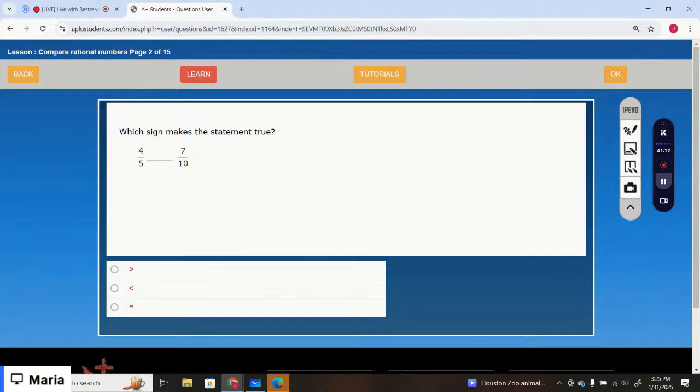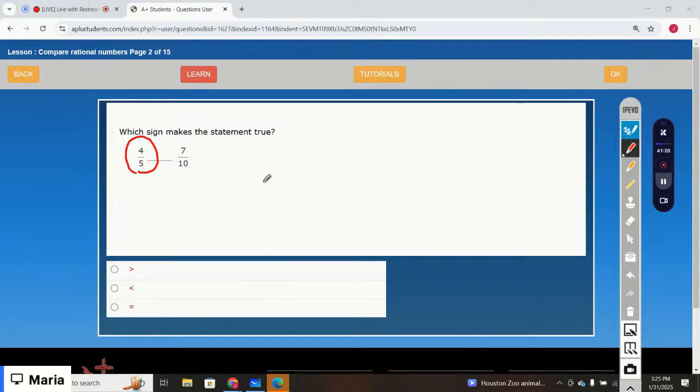4 by 5 and 7 over 10. So you have to make the denominator the same. You can make the smaller denominator equal to 10. So 5 times 2 is 10. So multiply this fraction by 2. That is now 8 over 10. So now they have the same denominators. You simply have to compare their numerators. 8 is greater than 7.